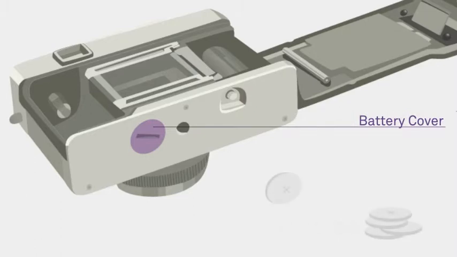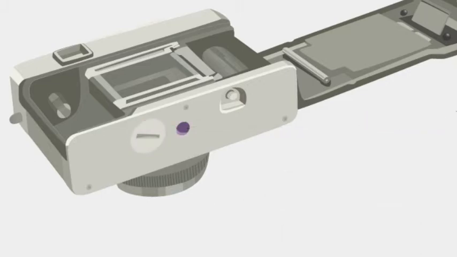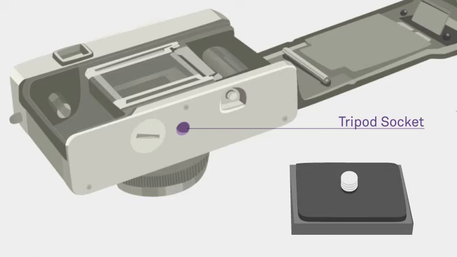The 35ME uses one LR44 or SR44 battery to operate. A threaded socket in the base of the camera allows the tripod mount to be screwed in. This mount can be used to attach camera bodies and lenses to tripod heads, flash brackets, and monopods.